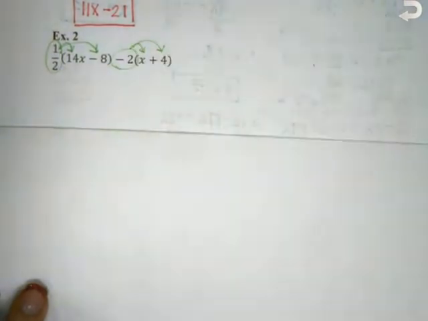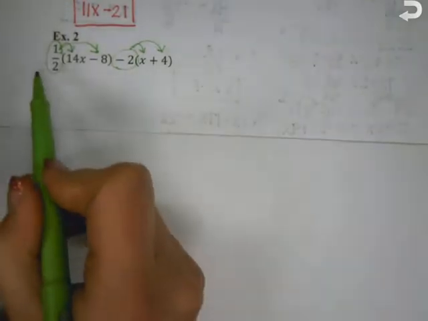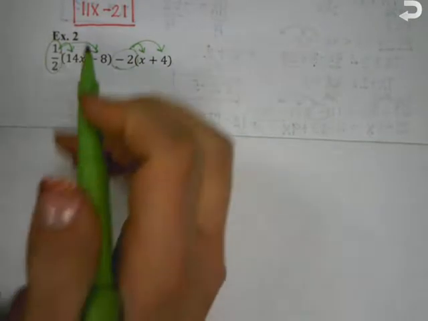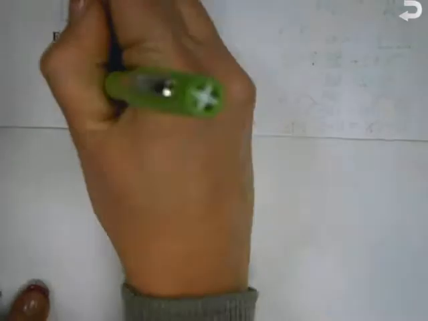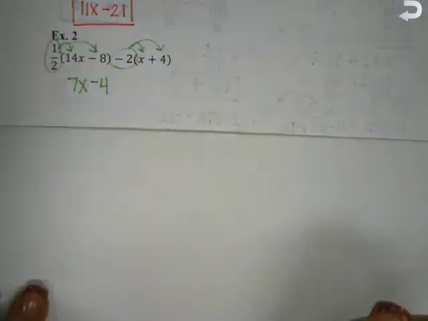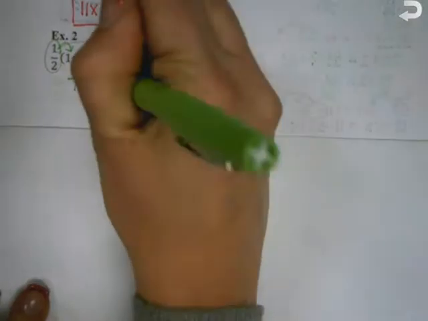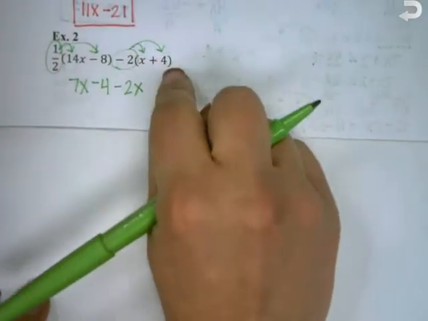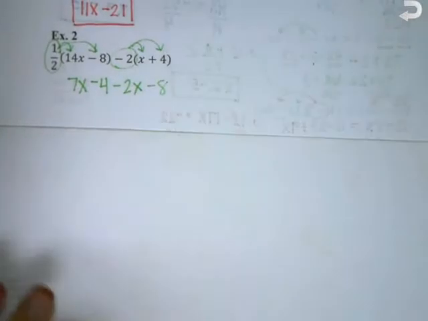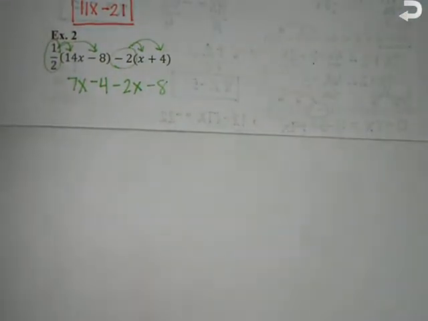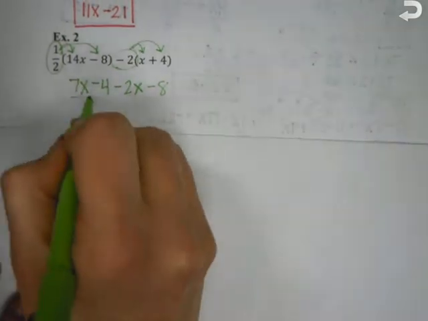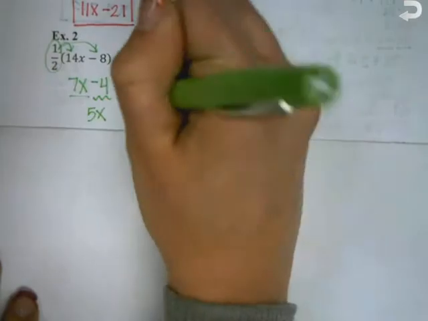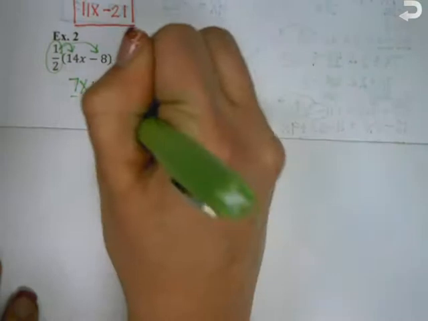Okay, what is 1/2 times 14x? Good, 7x. What is 1/2 times -8? -4. Excellent. -2 times x? -2x. And -2 times +4? Good, -8. Okay, 7x minus 2x? 5x. And -4 minus 8? -12. And I am done. That's as far as I can go there.